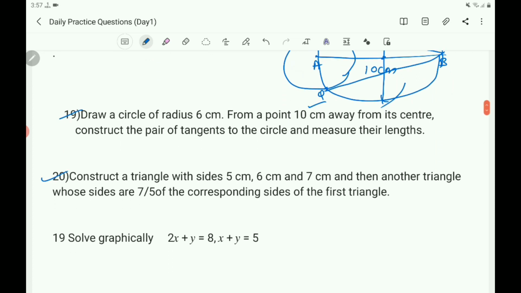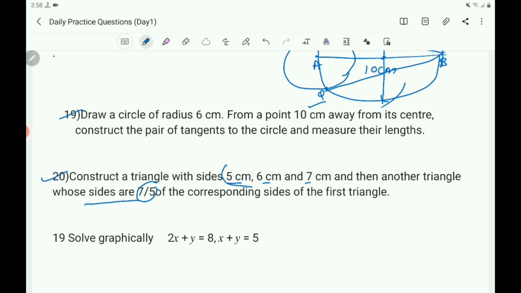Construct a triangle with sides 5, 6, 7 cm and then another triangle whose sides are 7 by 5 of the corresponding sides of the first triangle. This is also done in the construction chapter. Follow the steps involved in the construction made in the video lesson and do the construction.